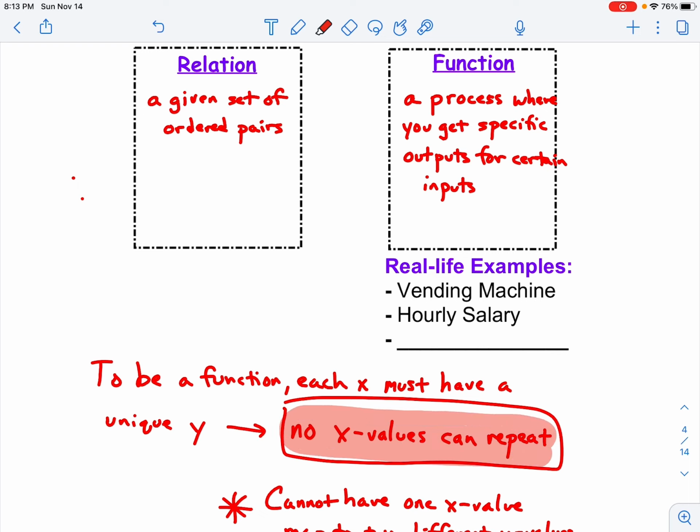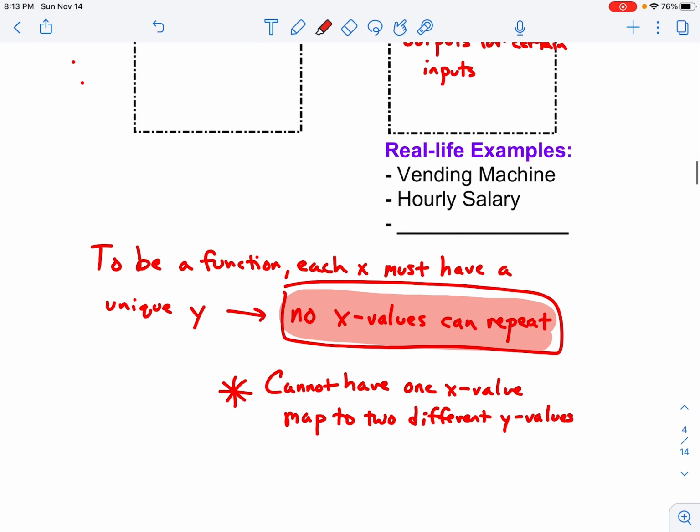It means that every x value has a unique y value. Okay, so none of the x values repeat at all. You cannot have one x value going to 2 or 3 or 4 or many different y values.